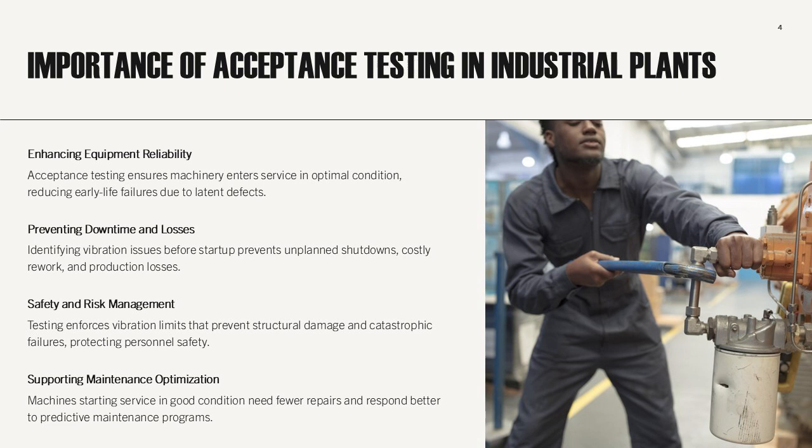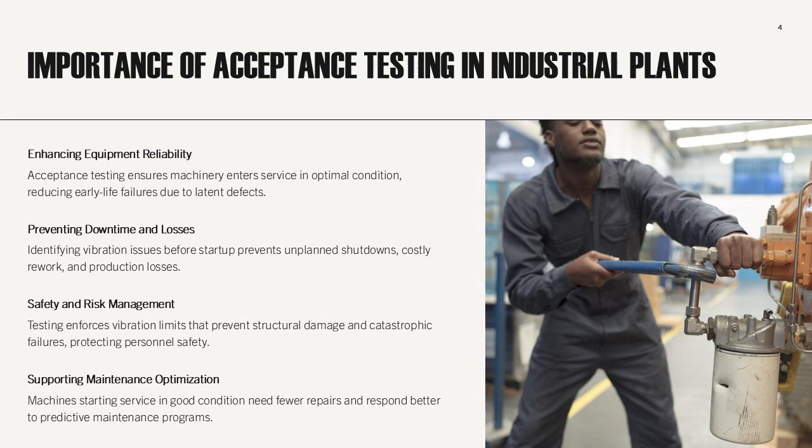From an operational standpoint, acceptance testing helps prevent unplanned downtime and production losses. When defective equipment is commissioned without testing, vibration-related issues such as imbalance, looseness, or resonance may only become apparent once the machine is under load. At that stage, corrective actions often require shutdowns, rework, or even equipment replacement. By identifying these problems before final acceptance, plants can avoid costly disruptions and maintain stable, predictable operations.